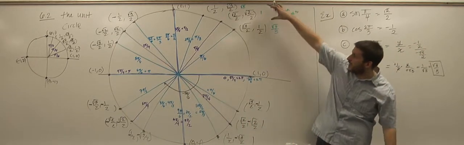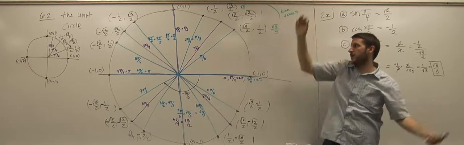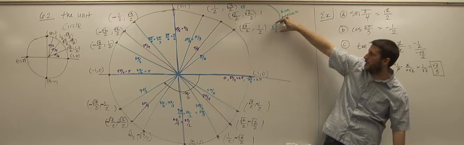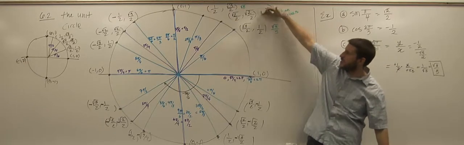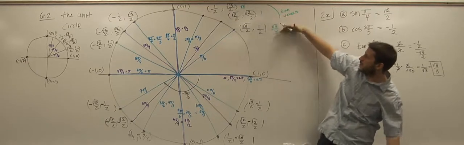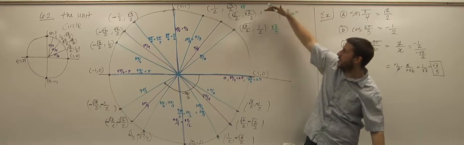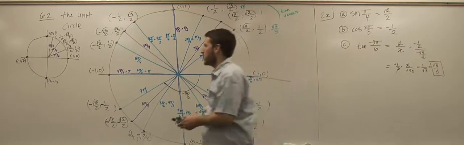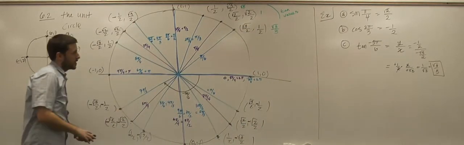So you can get all of these by doing y over x, but if you have a little extra room in your memory banks, it might be worth remembering that the tangent values increase as you go up on the circle. So they go root 3 over 3, the fraction, then 1, and then root 3. That way you don't have to waste a whole bunch of time doing y over x.